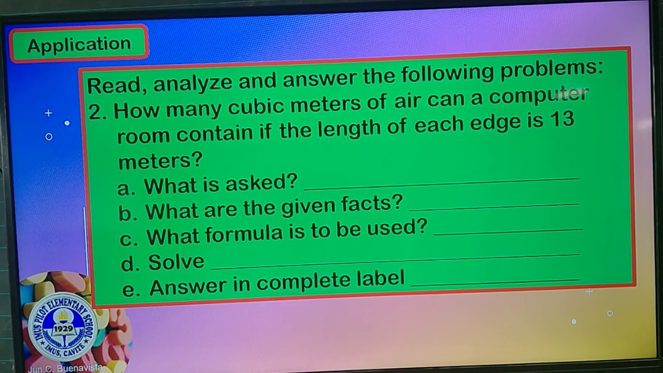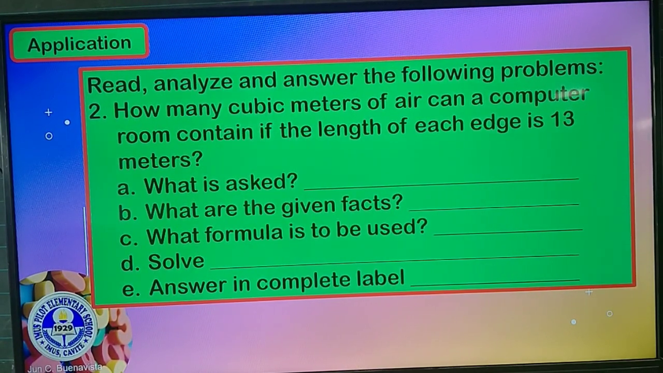Read, analyze, and answer the following problem. So we have, how many cubic meters of air can a computer room contain if the length of each edge is 13 meters? So what is asked? What are the given facts? What formula is to be used? Then solve, then answer in complete label. So 1 and 2, you have 5 points for each answer, so that the total is 10.